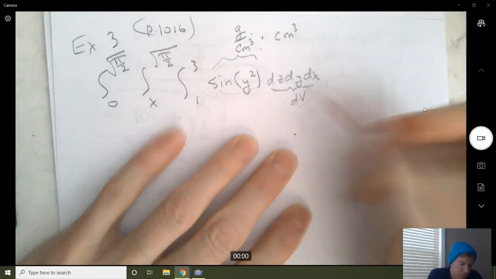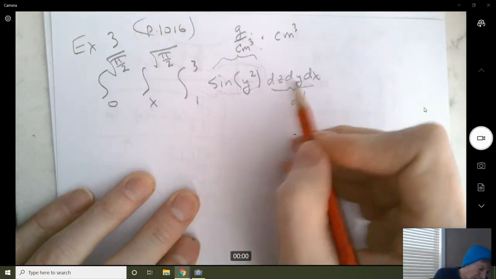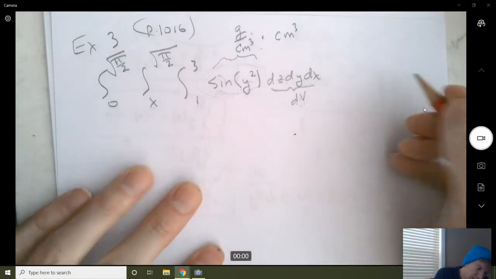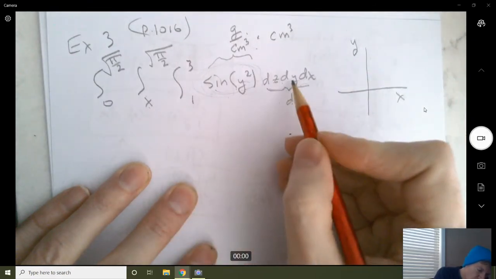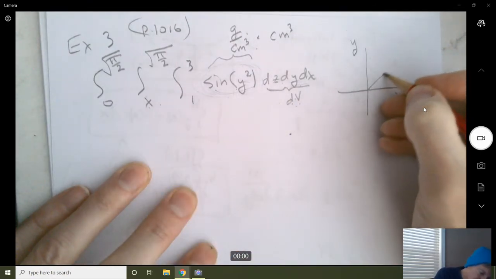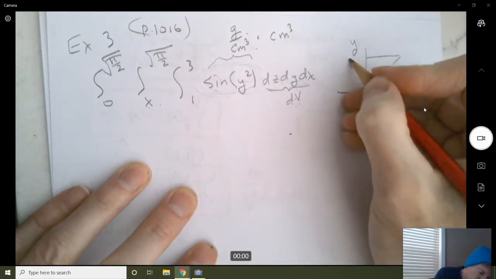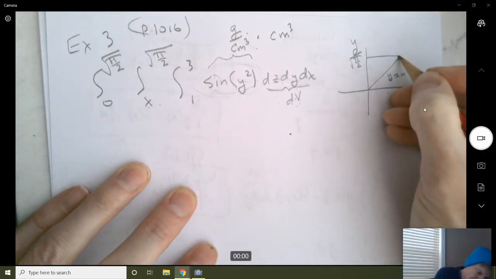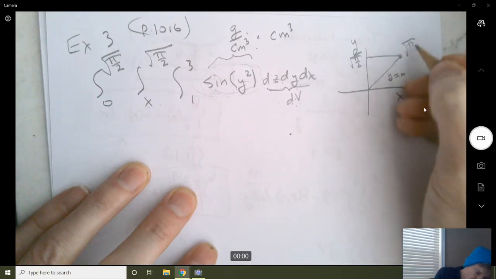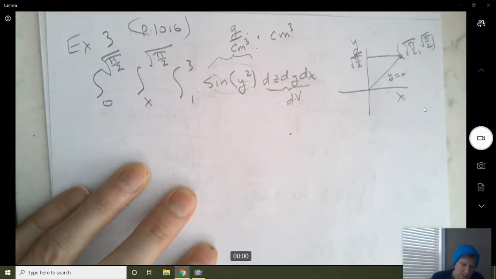Okay, so let's think how we would draw this. Z goes from 1 to 3. Y goes from y equals x to y equals root pi over 2. I'm going to draw this in the xy plane first. In the xy plane, y goes from y equals x to y equals root pi over 2. So this right here is root pi over 2. And since this is the line y equals x, we know that this point here is going to be root pi over 2, comma root pi over 2. We're integrating over this region here.